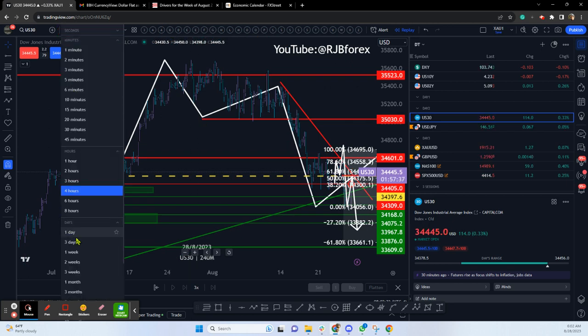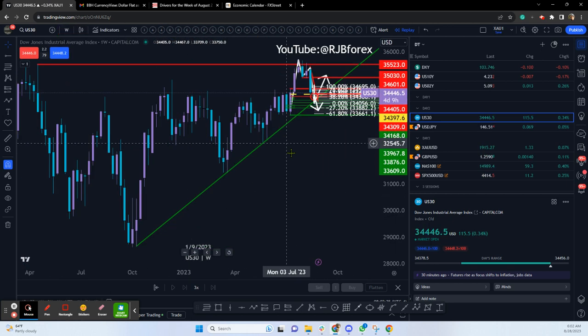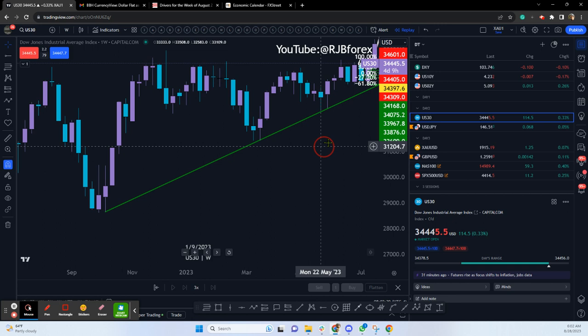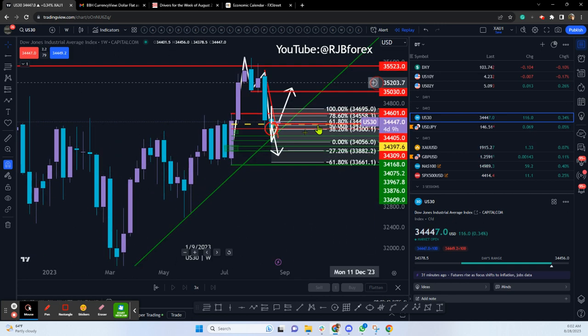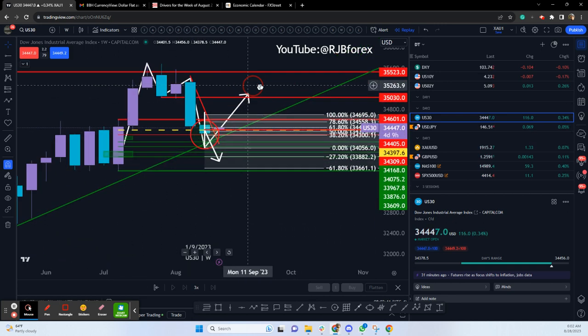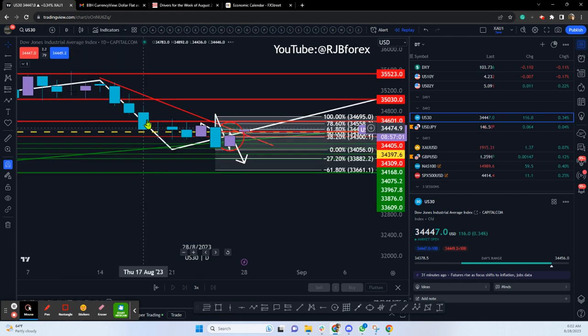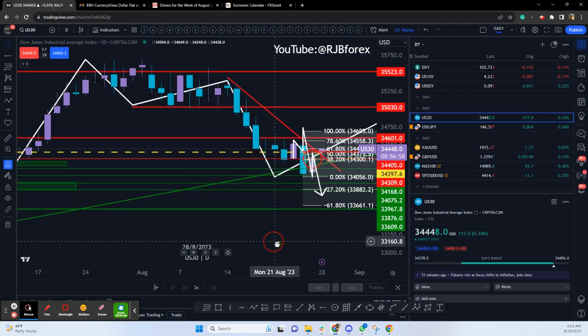If we work our way up to the weekly chart, we can see here that this could be a strong area of support that we're meeting at the moment. We're meeting a trend line support. And then if we zoom in, we've got this M formation up here that we could be targeting, the neckline. So that's that 35030. And if we scroll down to the daily chart, that's looking bullish longer term.